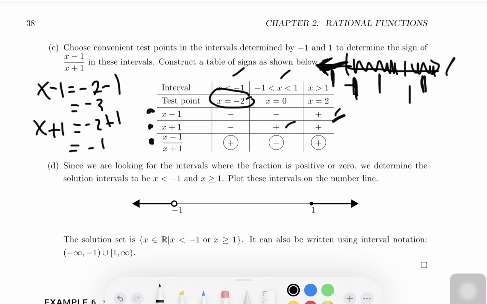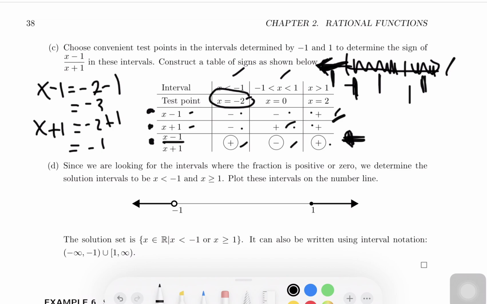Okay? Then to get this last line, we need to do the operation. Take note of x minus 1 divided by x plus 1. So this is our x minus 1, this is our x plus 1. The operation is division. So negative divided by negative is positive. Negative divided by positive is negative. And positive divided by positive is positive. So we have plus, minus, plus.